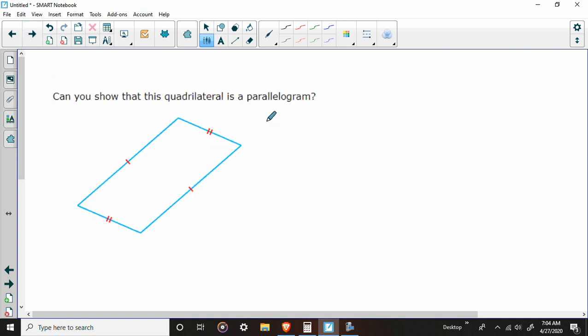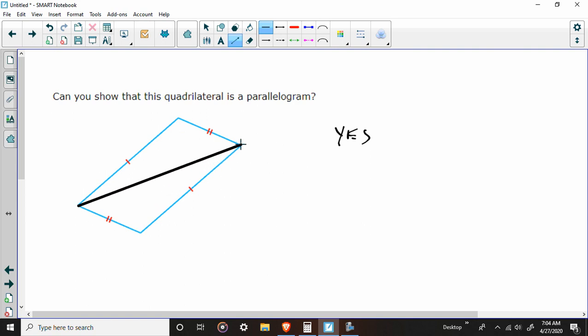Can you show that this quadrilateral is a parallelogram? Yes. You've got two sets of opposite sides. That is enough. So again, I know I told you guys we wouldn't get too far into triangle proofs, but what if I did this? Now let's give these triangles some names. You guys should see that there are two triangles there.